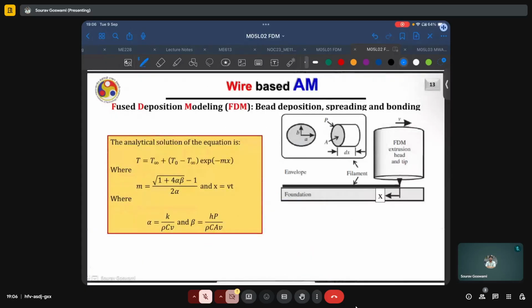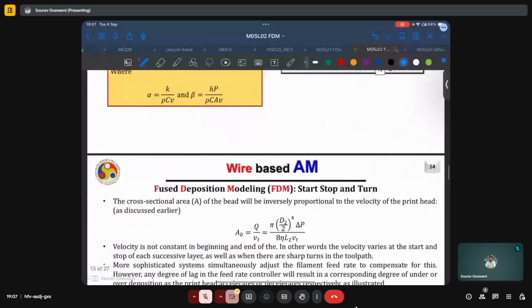And this equation has this closed form analytical solution given by T equals T infinity plus (T naught minus T infinity) times e to the power minus m x, where this parameter m is given as (square root of (1 plus 4 alpha beta) minus 1) by 2 alpha, and alpha equals k by rho c v, and beta is equal to h p by rho c A v.